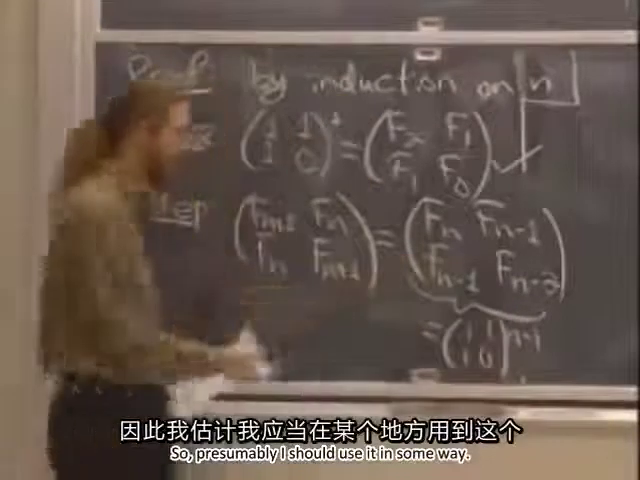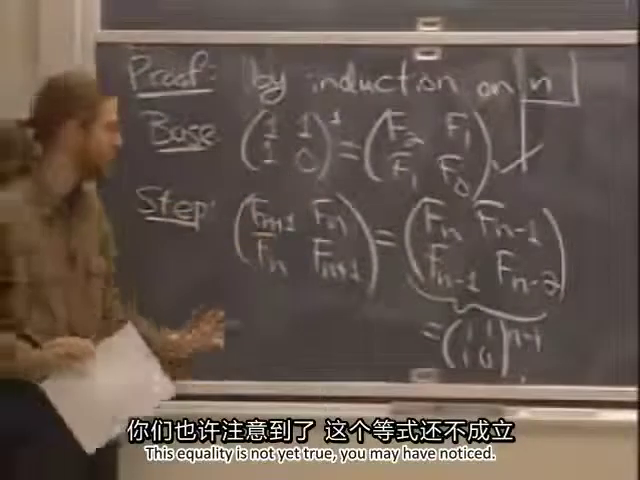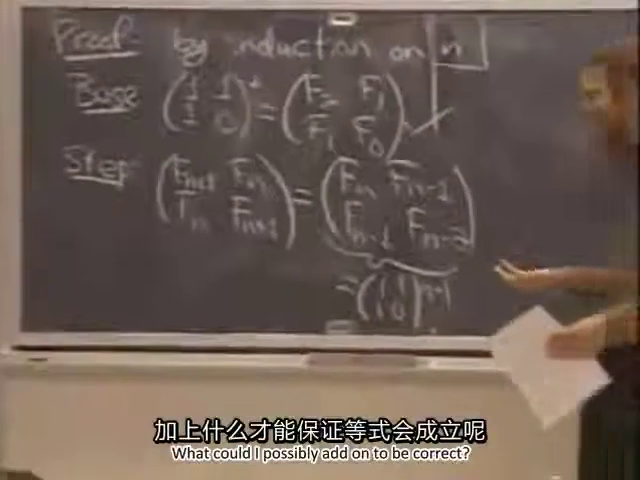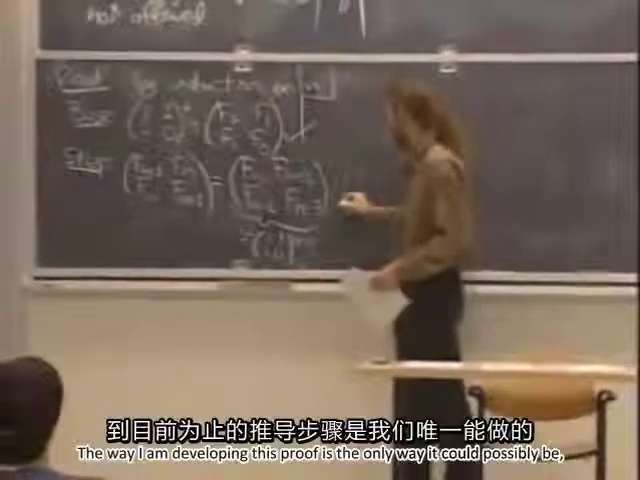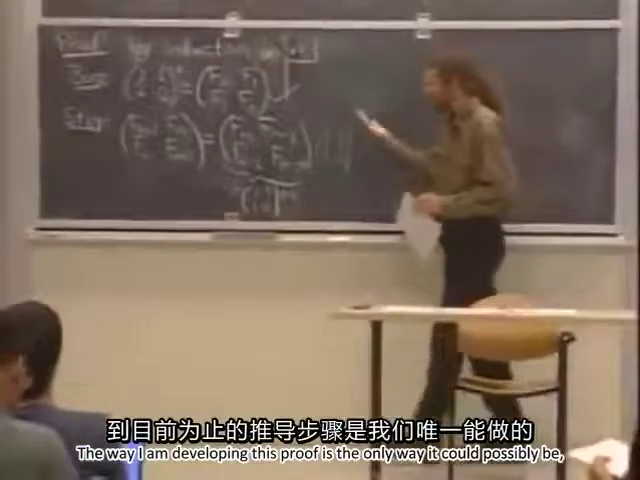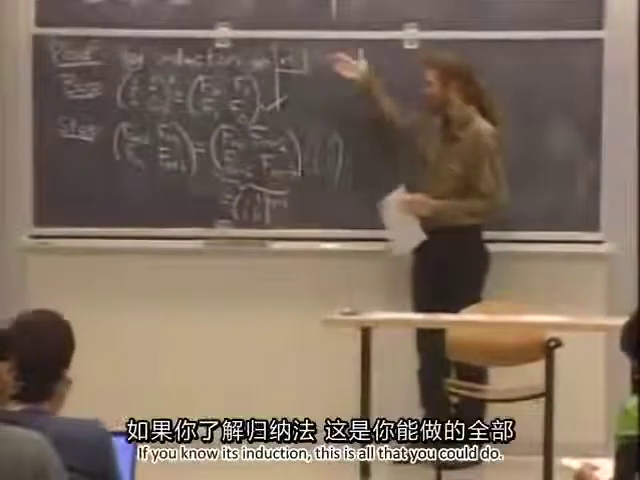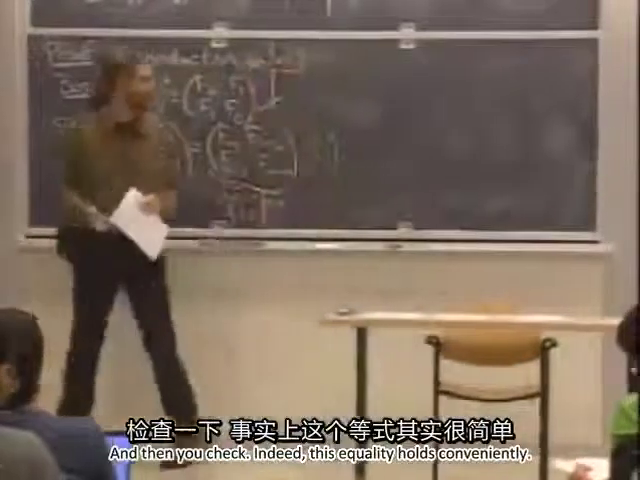So presumably I should use it in some way. This equality is not yet true, you may have noticed. So I need to add something on. What could I possibly add on to be correct? Well, another factor of 1, 1, 1, 0. The way I'm developing this proof is the only way it could possibly be, in some sense. If you know it's induction, this is all you could do. And then you check, indeed, this equality holds conveniently.